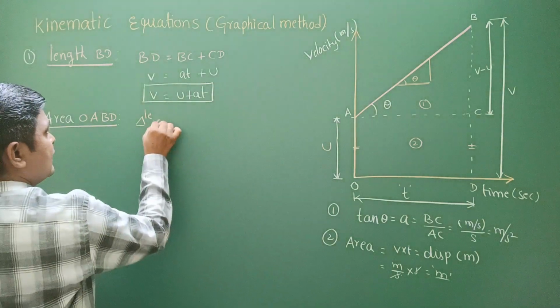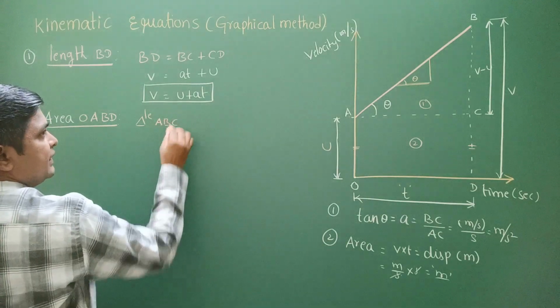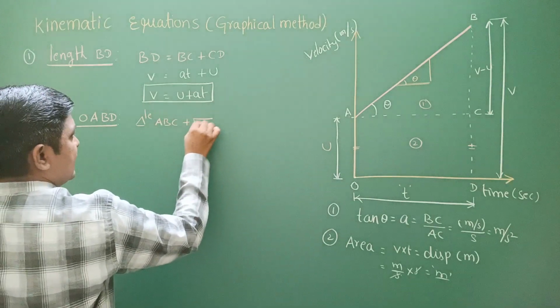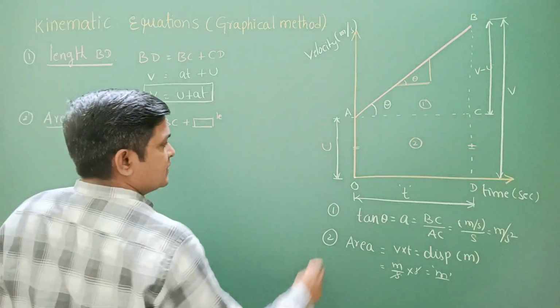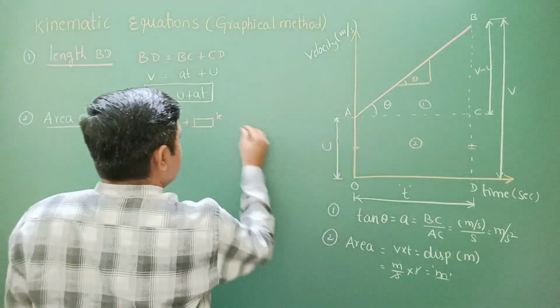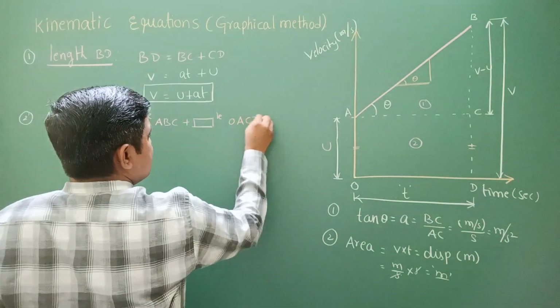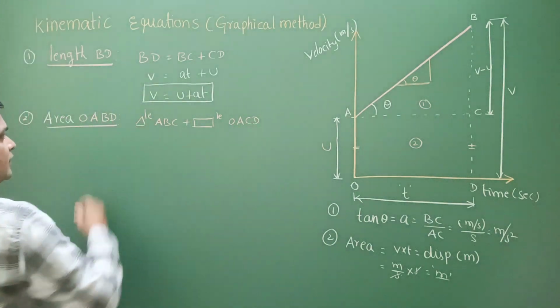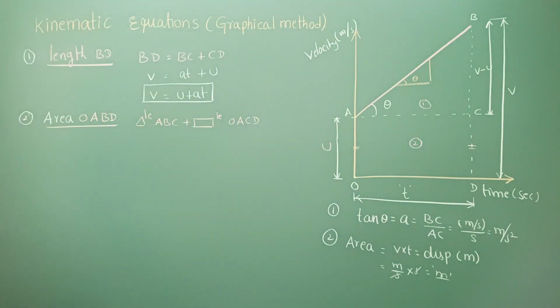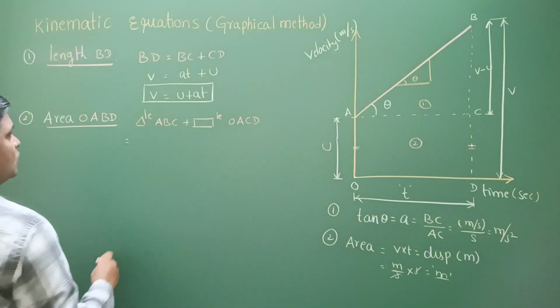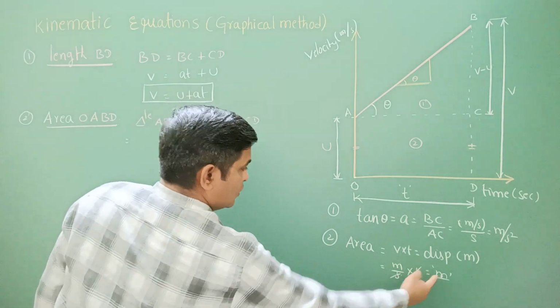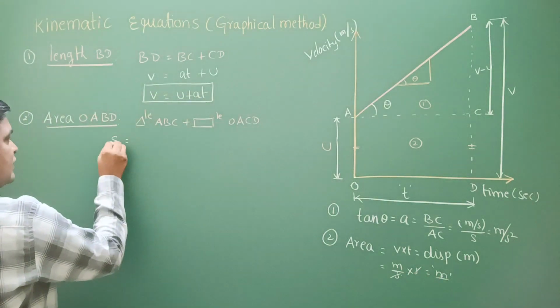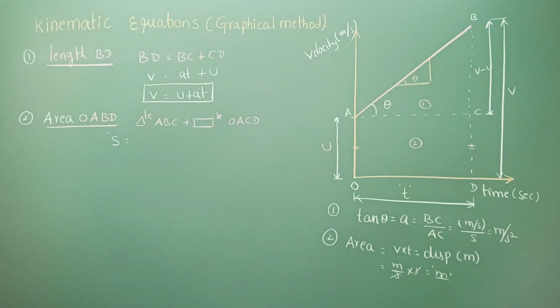What is that? ABC plus the rectangle area. What is that rectangle? OACD. So what is the triangle area? Half into base into height. So that area gives what? Already just now we know that. So that value, yes, we are indicating it, the displacement.